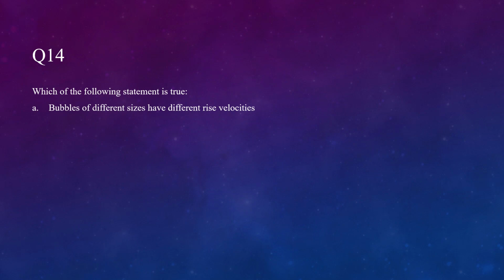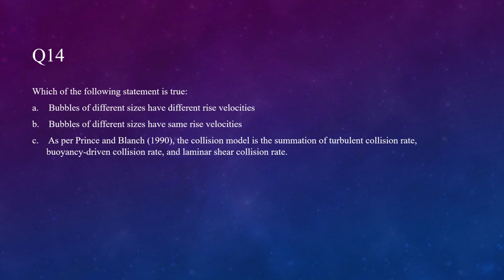In question 14, it is asked which of the following statements is true. Option A, bubbles of different sizes have different rise velocities. Option B, bubbles of different sizes have the same rise velocity. Option C, as per Prince and Blanch, the collision model is a summation of turbulent collision rate, buoyancy driven collision rate, and laminar shear collision rate. And option D, both options A and C are right. Which is the right answer? Just think for a minute, because we all know the answer to this question, and a similar concept we also saw in the previous problem. So think and analyze, and you can unmute yourself and answer the question as well.